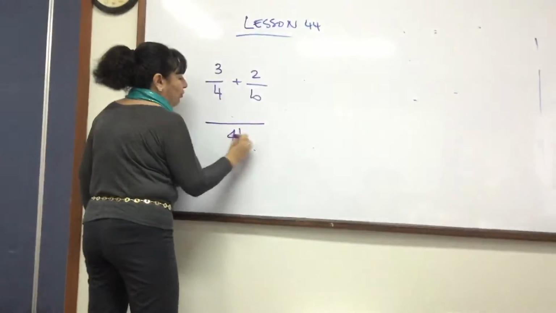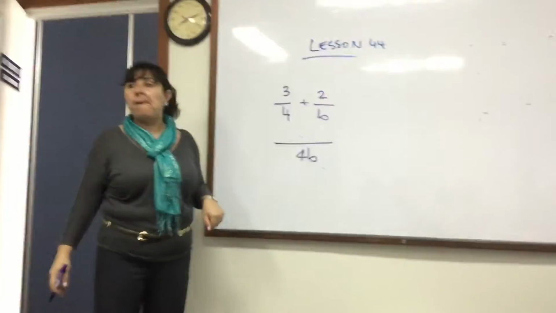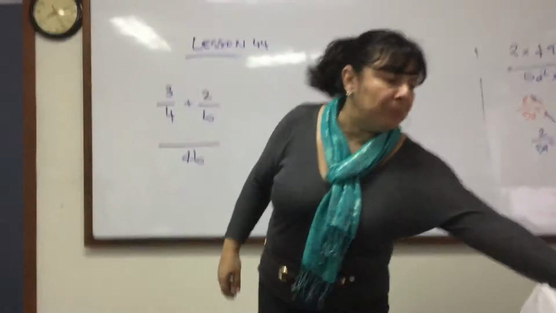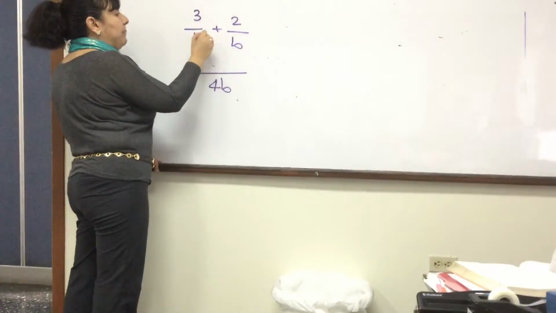Very good. 4b, because it's got to include everyone, right? What did I do to the 4 to get a 4b? Multiply by what? What did I multiply 4 by to get 4b? By b. You multiplied it by b.